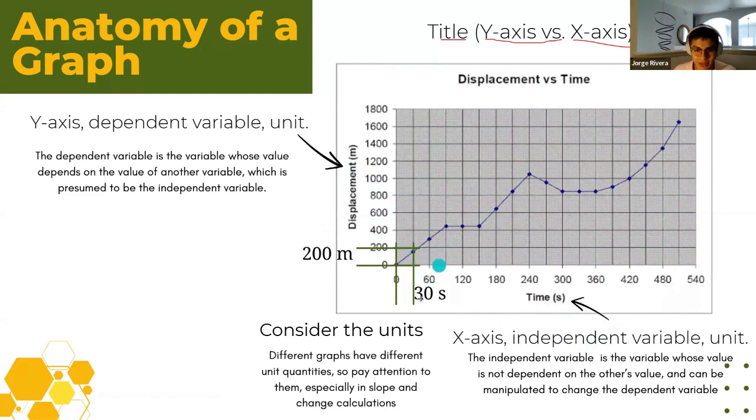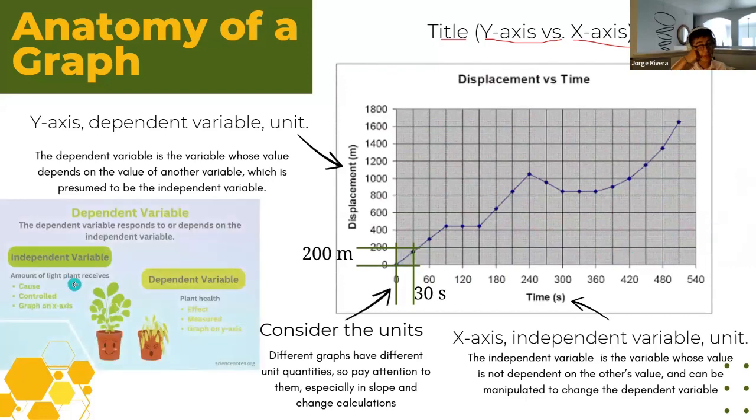So each one of these little boxes is something different on the x-axis versus on the y-axis, right? So each little box over here is going to be 30 seconds. And each box up here is going to be 20 meters. So that's something that we have to consider and keep in mind before we do any calculations or do anything with things.